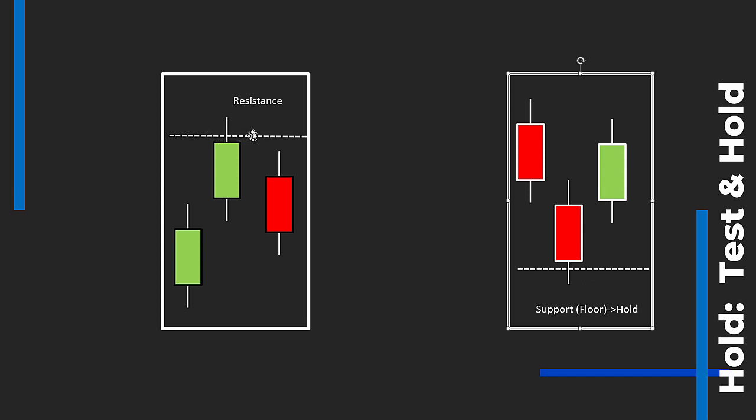Resistances sometimes are called ceilings because this is where price could stop and reverse. Supports are called floors where it could stop, hold, and go up. So in this example, you tested the support and resistance levels and you held. You did not break them at all.